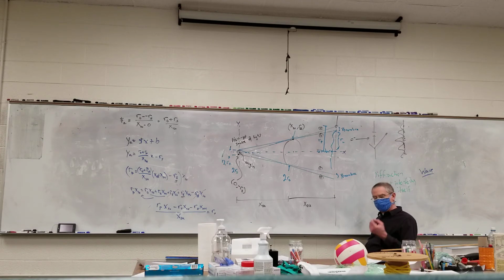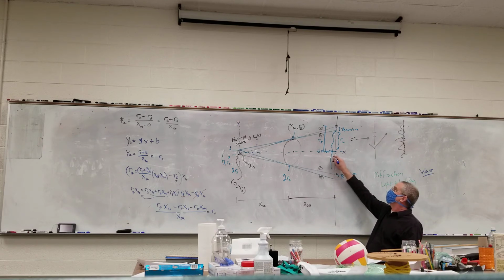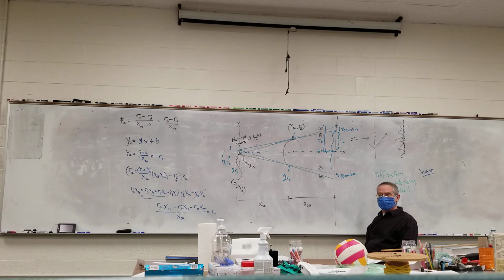And so we can now predict the size of a source based upon basically the distance from the center line to the edge of the penumbra. You can go through a similar method for all the others.